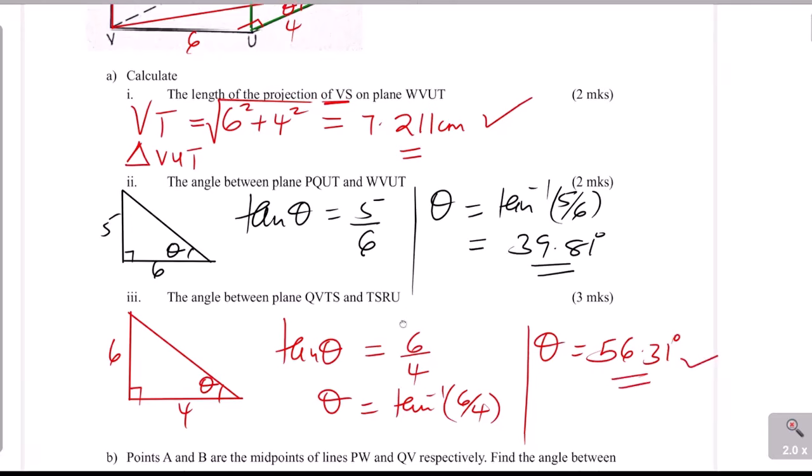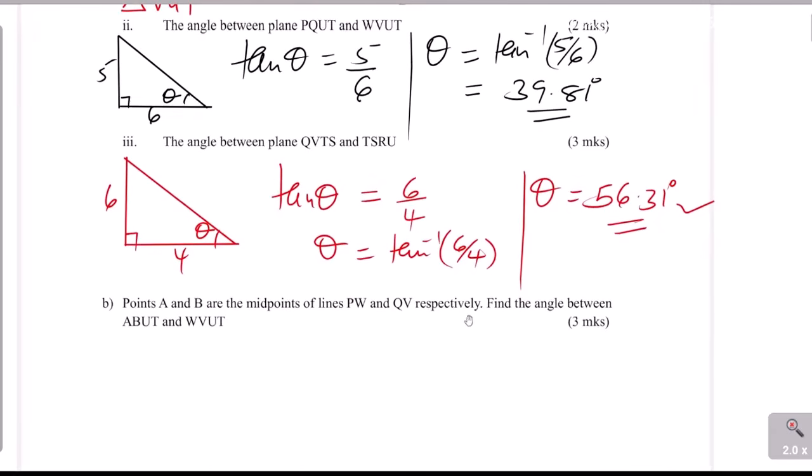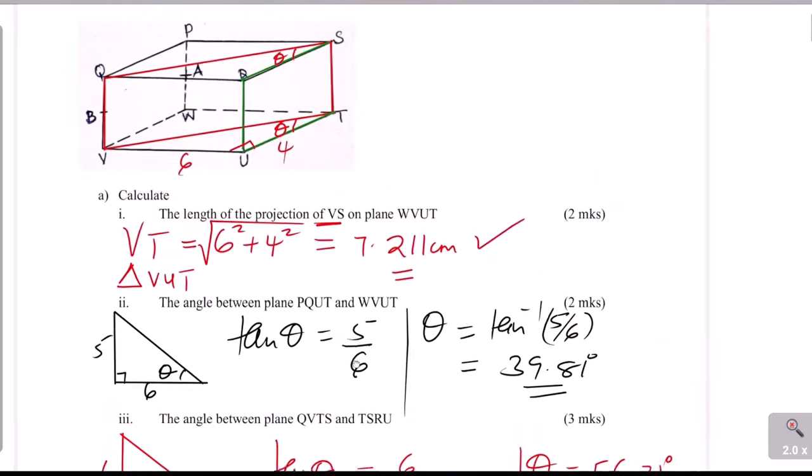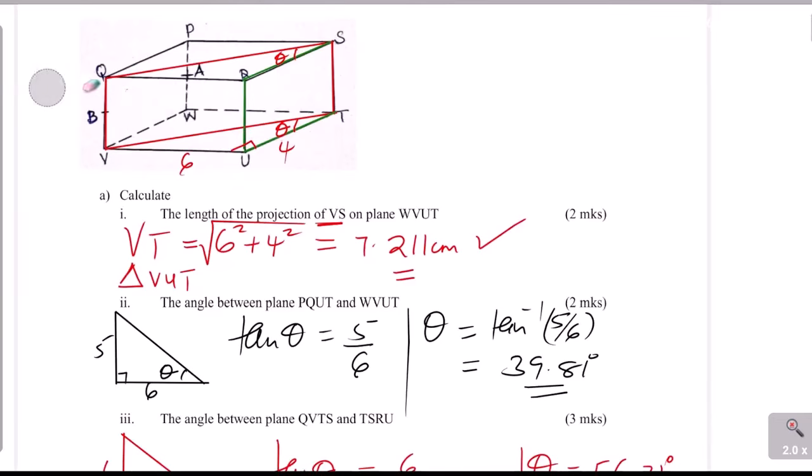We go to the next question. Points A and B are the midpoints of line PW and QV respectively. Find the angle between ABUT and the base. ABUT.